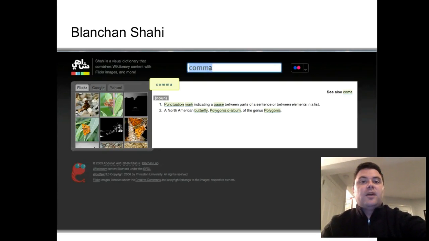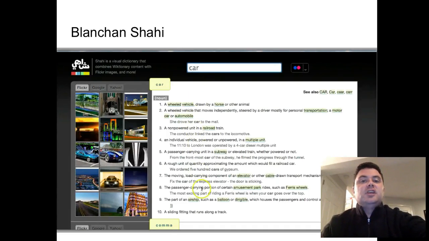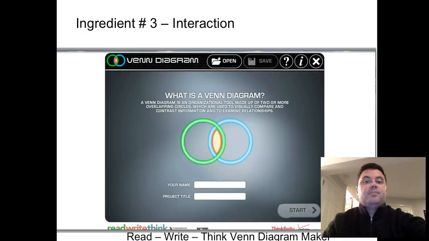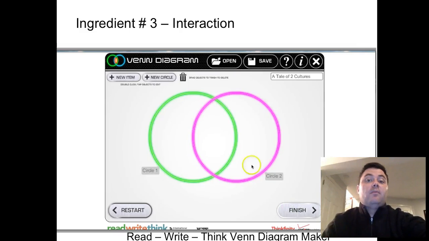But what about the terms I forgot about? Well, Blanche and Shahi was very helpful, so students could type in the term, see a visual representation of it, and then also get the definition. As students progressed through the article, I wanted them to interact with the text. So providing them a tool like the Read, Write, Think Venn diagram maker was really helpful for them to analyze it for similarities and differences.